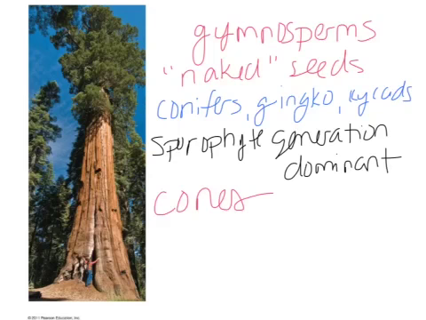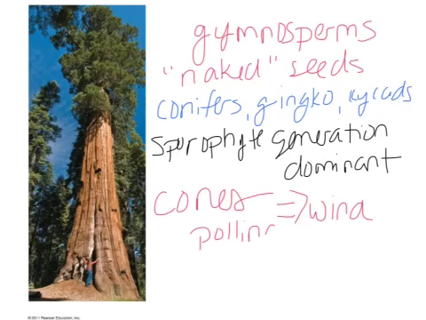Like I said, the modified leaf that the seed is attached to will usually form a cone, and so this was one of the adaptations that allowed for no water for fertilization. Cones are adapted and suited for wind pollination, wind-blown pollination. And so the sperm does not have to have water. It doesn't have to swim to the egg.